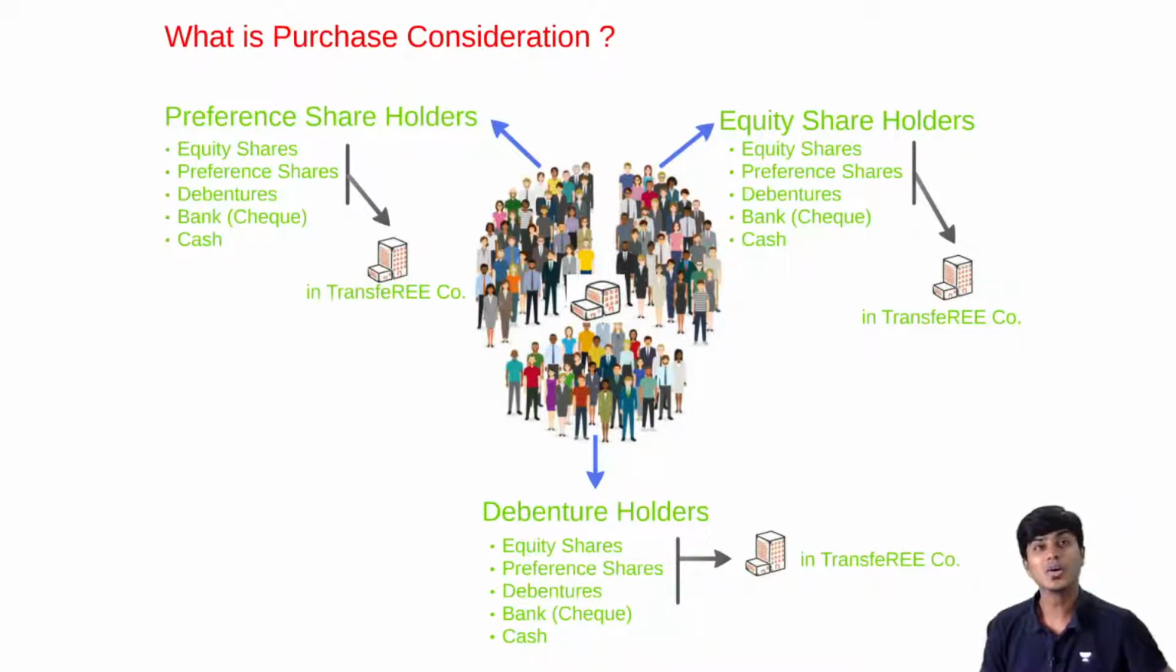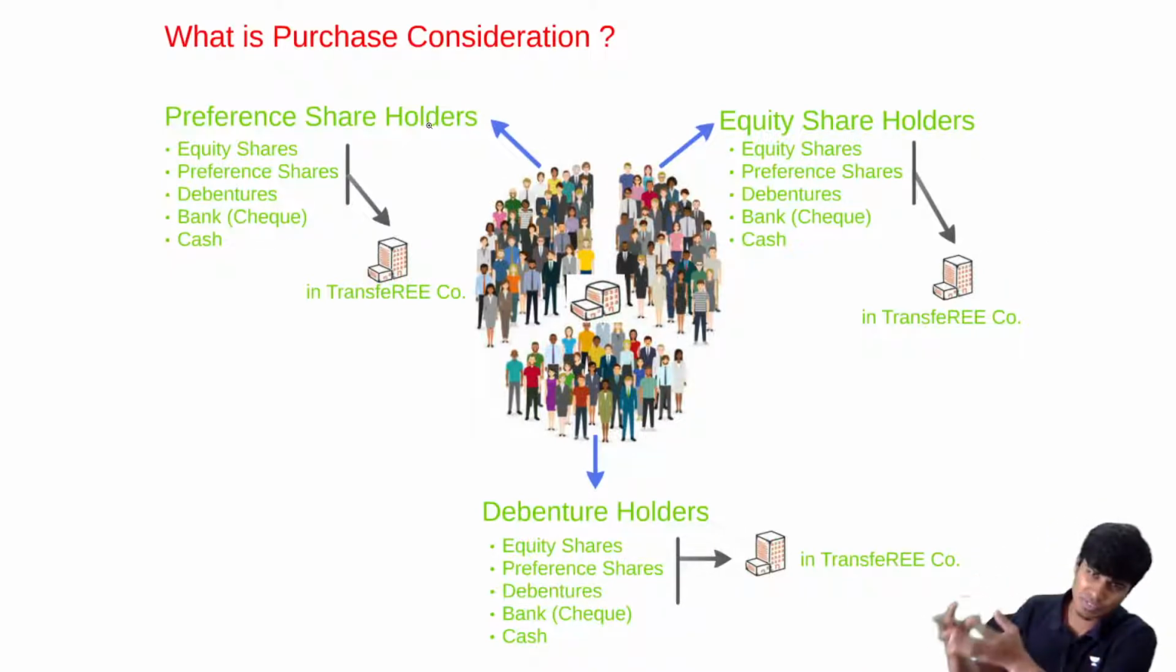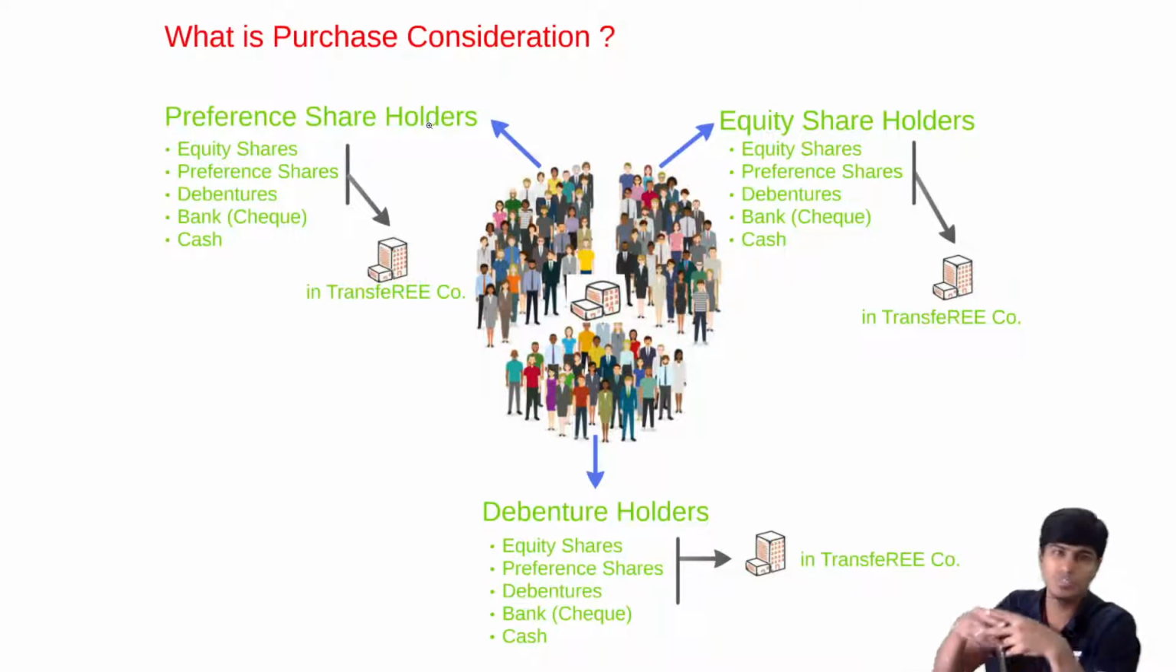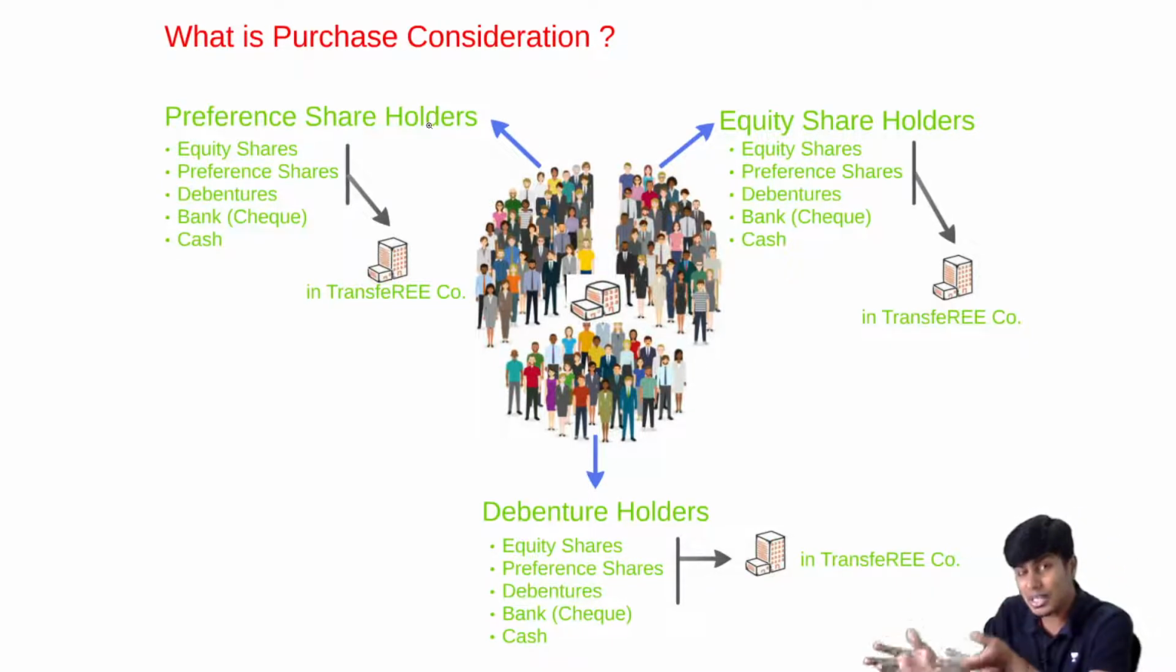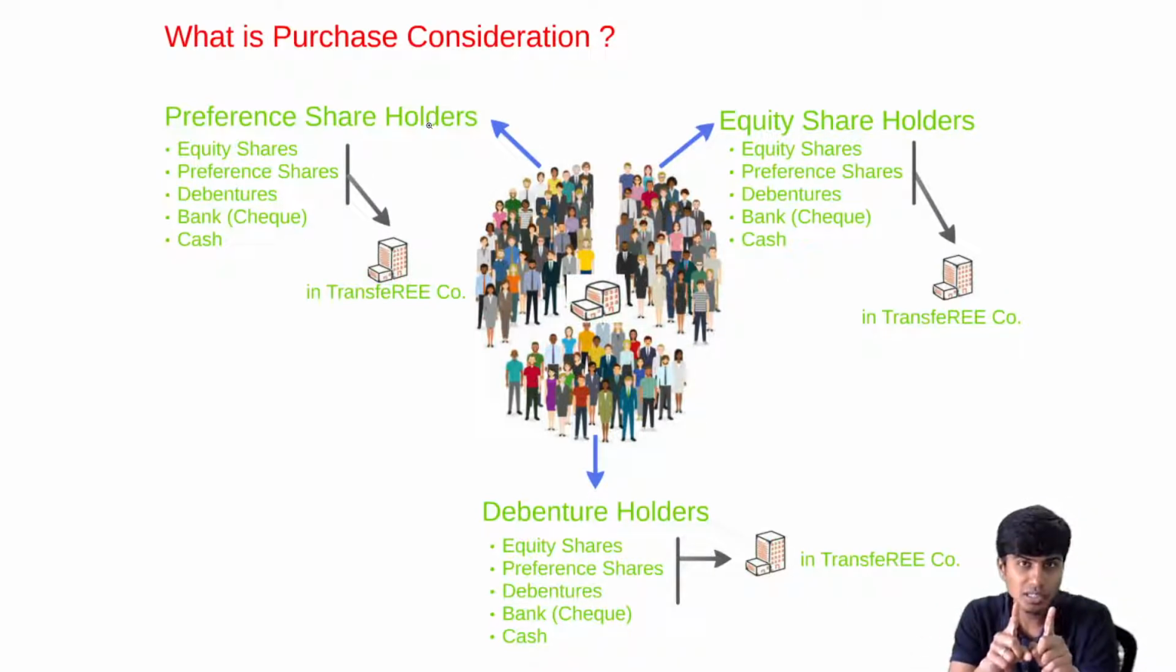I hope you did. Now let me tell you, what matters is to whom we give and not what we give. What matters is to whom are we giving, not about what are we giving. So if you are giving it to equity shareholders and preference shareholders of the transferor company, the small company, no matter what you give them, whether equity shares, preference shares, debentures, cheque, or cash, it is still PC.